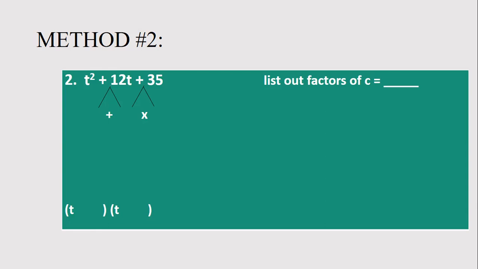All right, ready? What is my constant? What's my C? 35. So step 1 is asking what multiplies to give me 35. We have 7 and 1 and 35. Are there any other factors? No. Out of these options, what adds to give me 12? 7 and 5. So 7 times 5 is 35. 7 plus 5 is 12. So my factors are t plus 7 and t plus 5.